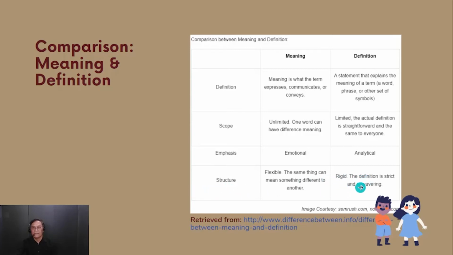And now finally, when we say structure in terms of definition, it is rigid. So the definition is strict and unwavering. So it is not changing. Although later on, when we are already in the discussion of logic proper, we'll also explain that because definition is conventional, the word that we use or the term that we use is conventional, then it is subject to change. But the process of changing of the word is not an easy process. No, it has to be based on the agreement of people.